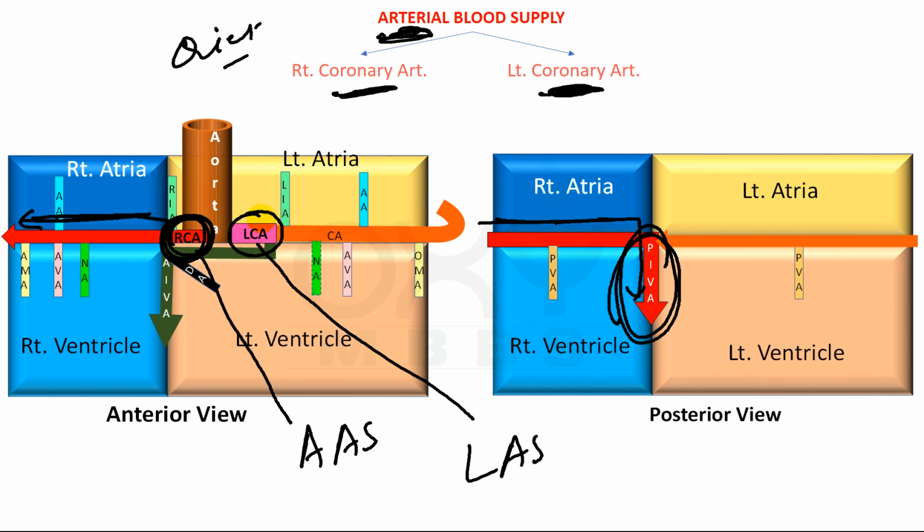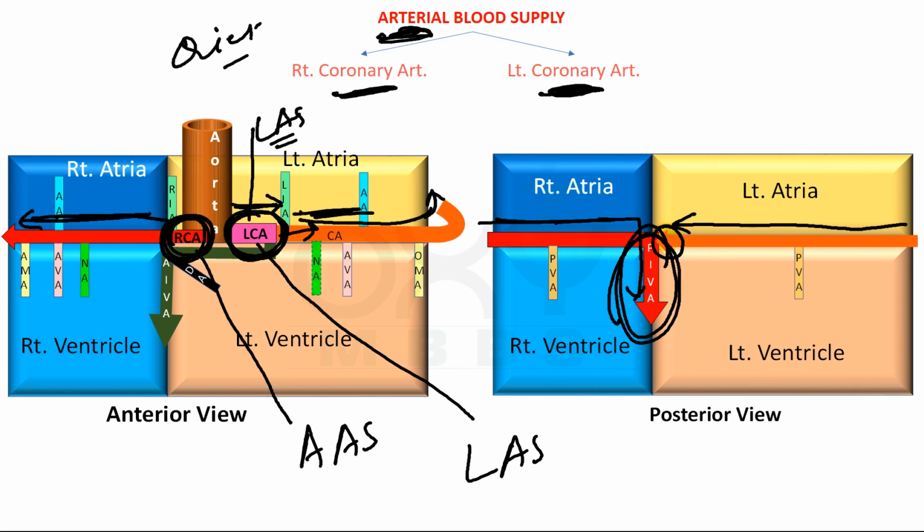Now let's talk about the course of the left coronary artery. As soon as the left coronary artery takes origin from the left aortic sinus, it travels a very small distance in the left anterior coronary sulcus and then immediately it divides into two branches. One branch goes along the coronary sulcus and loops around the margins of the heart and goes posteriorly along the coronary sulcus and terminates by forming anastomosis with the branch of the right coronary artery.